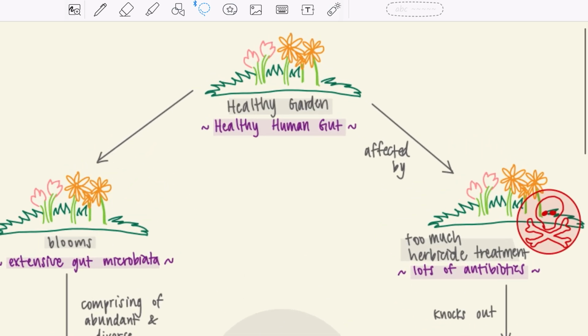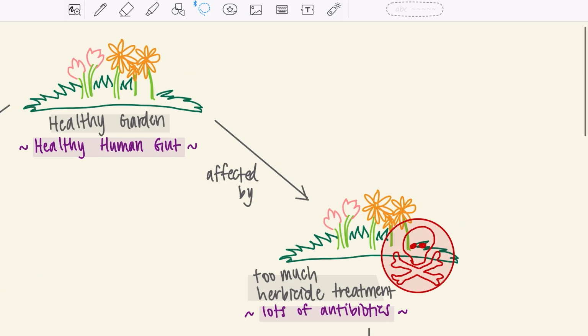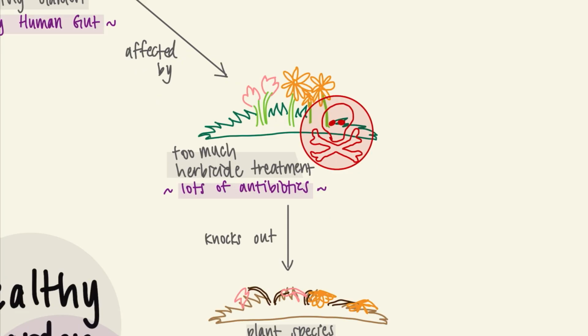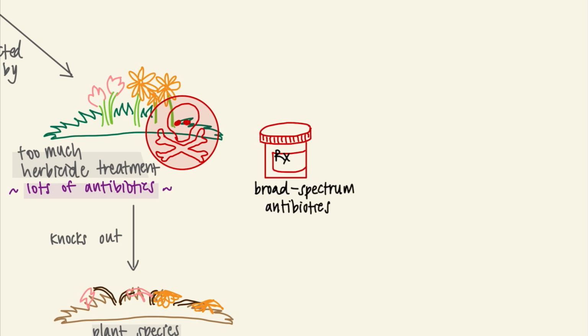It may be useful to think of a healthy human gut microbiome like a healthy flower garden. Both require ample species abundance and diversity to thrive and are susceptible to invasive organisms. When gardens experience too much herbicide treatment, plant species can be wiped out. In humans, antibiotics act like herbicides to plants and contribute directly to decreasing bacterial species diversity, changing metabolic activity, and promoting antibiotic-resistant organisms. Broad-spectrum antibiotics target a wide range of bacteria.